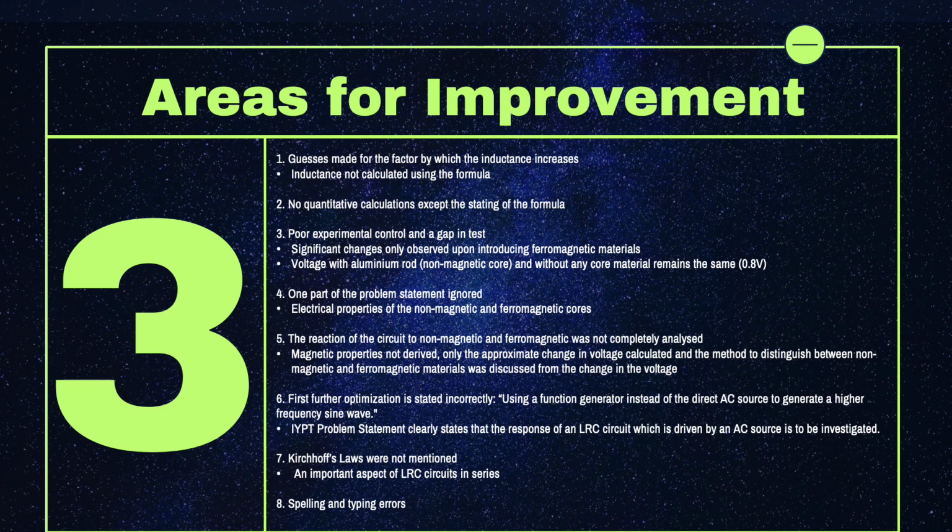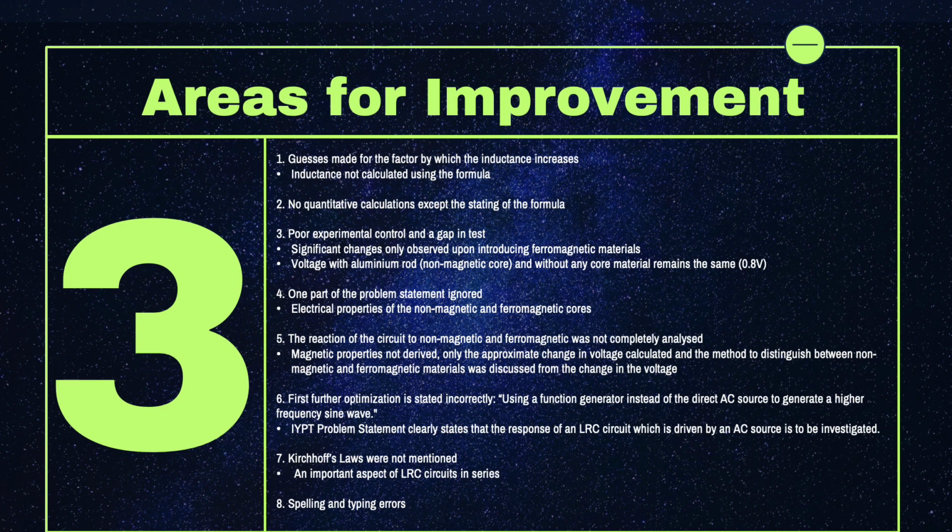even though it has already been established in the 6th IYPT problem statement that a change in circuit will be observed in the case of both a ferromagnetic and a non-magnetic material. Therefore, when his readings showed that the voltage in the case of an aluminium core, which was the non-magnetic material that he used, and in the case of no material in the inductor will both be equal to 0.8 volts, it tells us that the experiment had some fault.